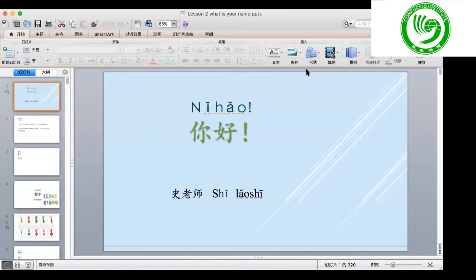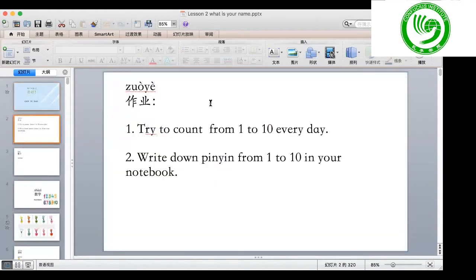Before we start our new lesson, let us check the homework for last time together. Look at this slide. So here is the homework for last time. The first one, try to count from 1 to 10 every day. Have you done this? 很好, very good. The second one is write down 拼音 from 1 to 10 in your notebook. Could you please open your notebook and check if you haven't done this? 很好. If you forget this, please make it up today.